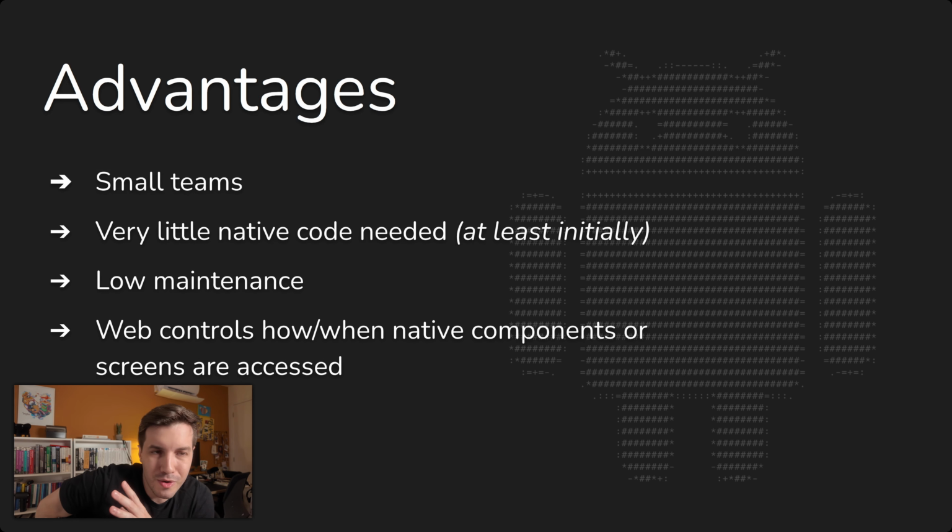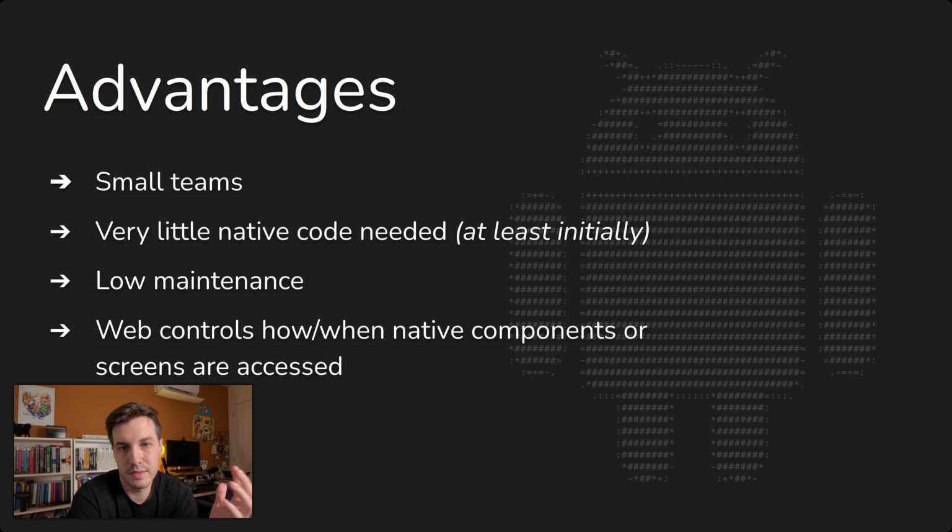So the advantages of Hotwire Native is that we can keep our team very small. So we don't need a lot of developers. We can just have a small team that ships a lot of features quickly. We just need a set of UI components, native components, and we can build a lot with just that.